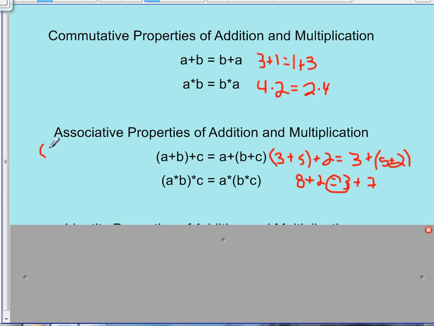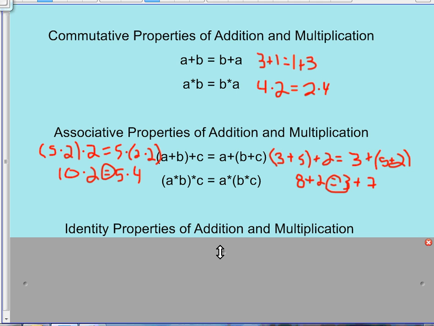So if we do 5 times the quantity 2 times 2, we could equal that to the quantity 5 times 2, times 2. On this side we would do 2 times 2 first, which is 4, and on the other side we would do 5 times 2 first, which is 10, times 2. As you know, 10 times 2 is 20, and 5 times 4 is 20, so they are equal again. So that's the associative properties of both addition and multiplication.